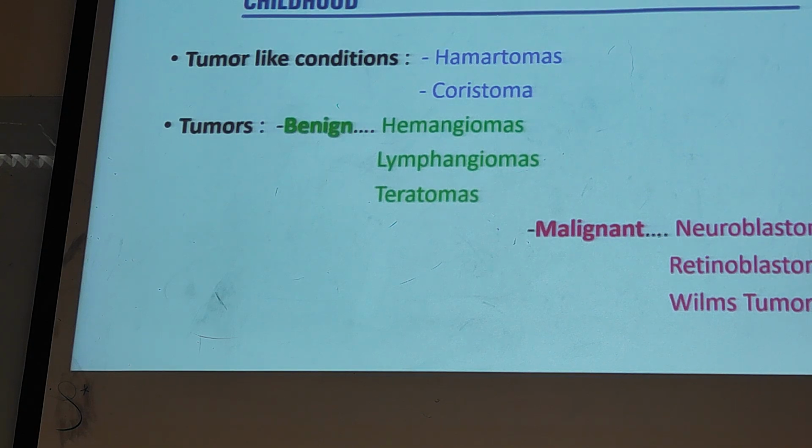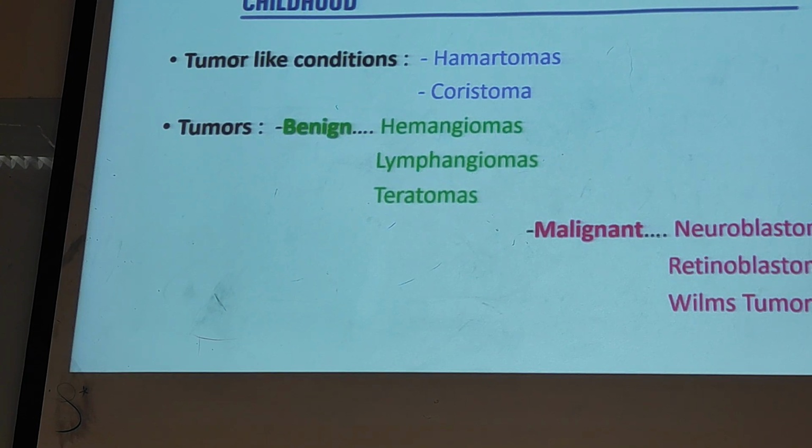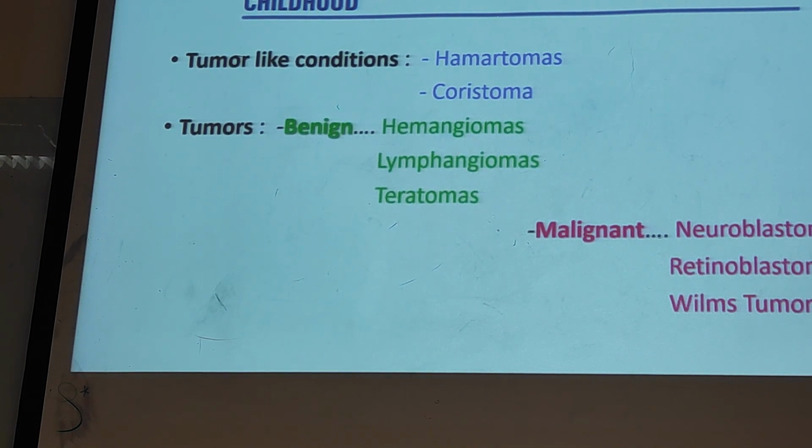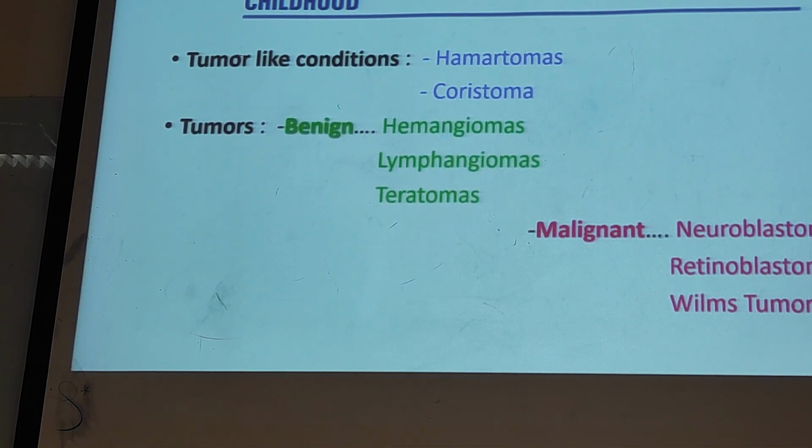What is the difference between tumor and neoplasm? Neoplasm is just a growth, and maybe it's not necessarily a tumor. For example, warts are neoplasms, but they're not tumors. Tumors means neoplasms. Neoplasms or tumors may be malignant or benign.